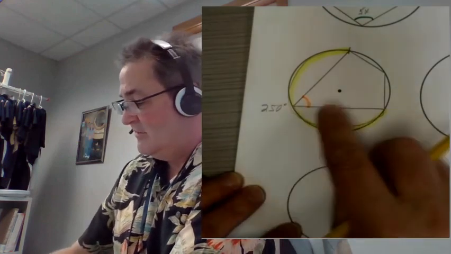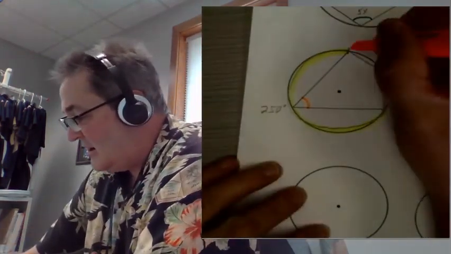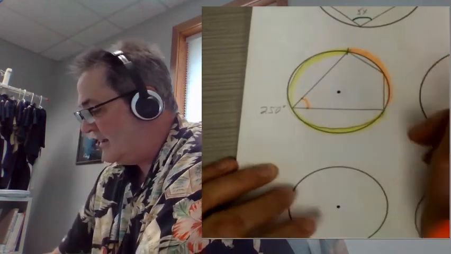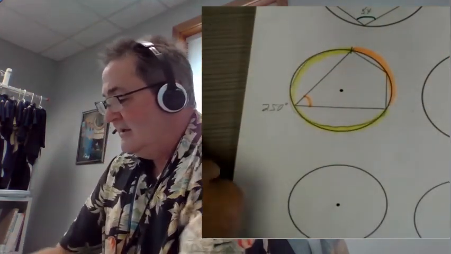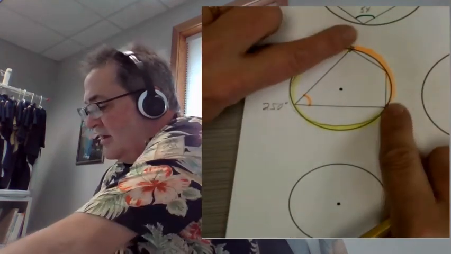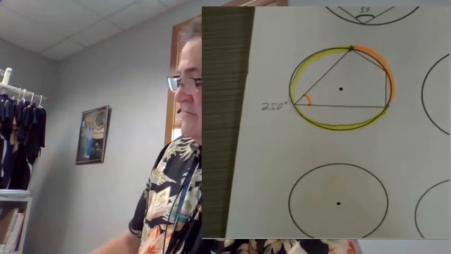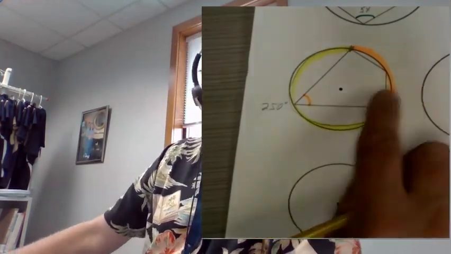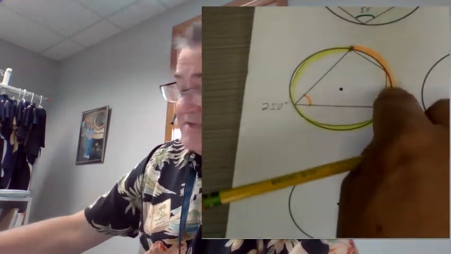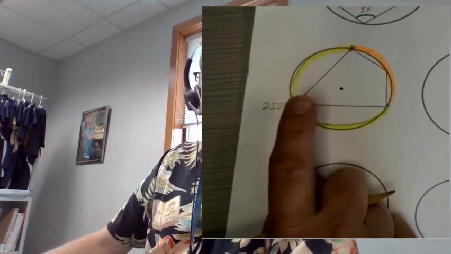Well, this angle would be half of what this arc here is, because it connects from there to there. Those are the 2 points. That is the point that it goes to right there and right there. So the arc between there, this would be half of whatever that is. Well, you should be able to figure out what that is, right? Because if this is 250 and the circle is 360, that should tell you exactly what that is. Take half of that. There's your angle.